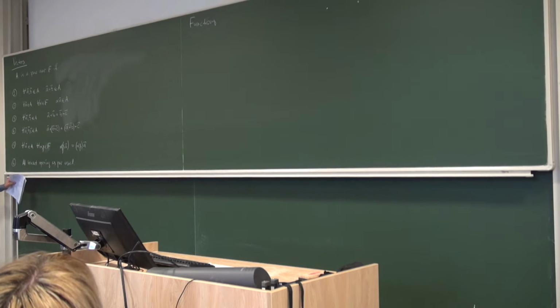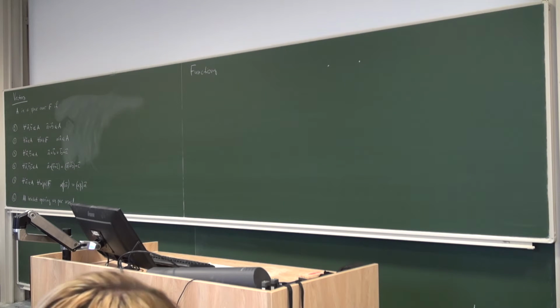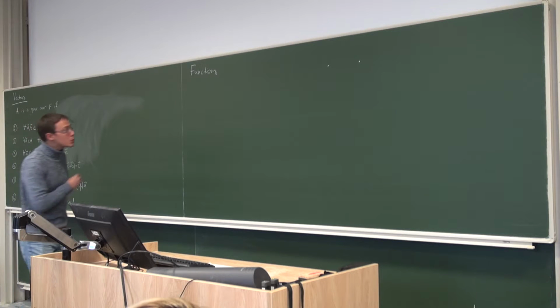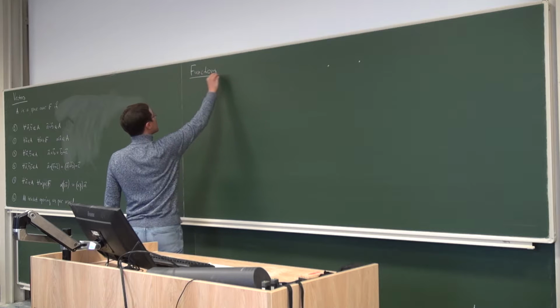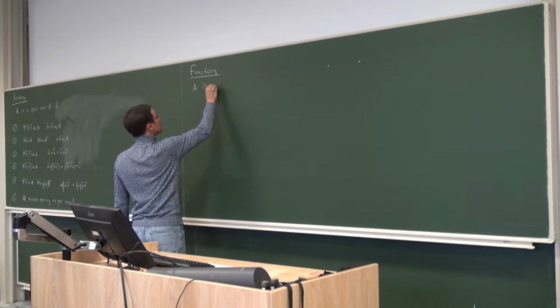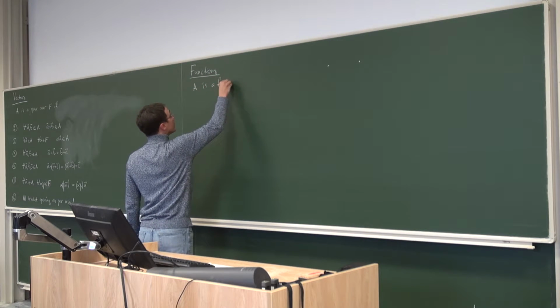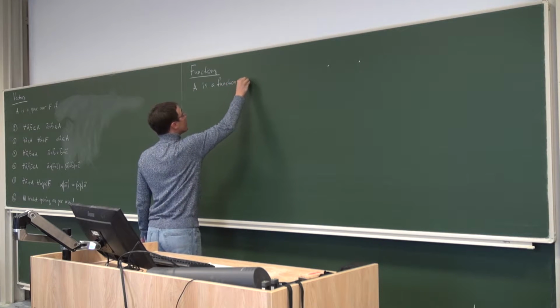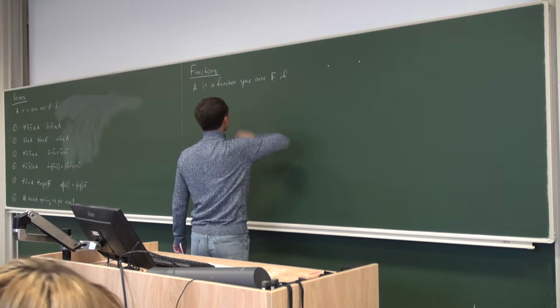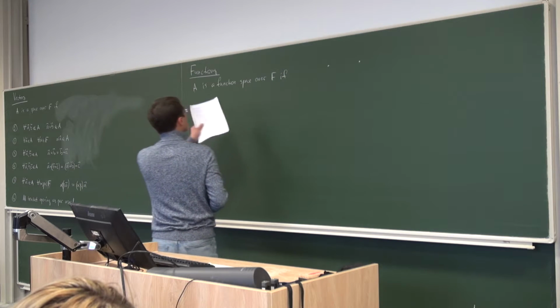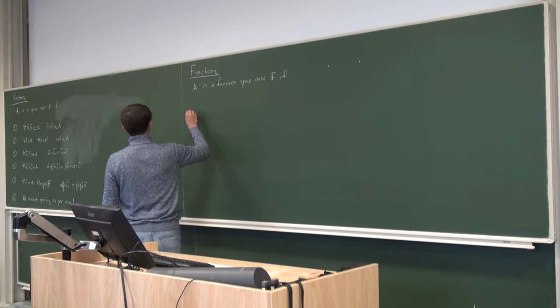Now, let us look at these properties and think about how we build the corresponding function object. Well, it turns out we don't actually need to do much because we can simply just copy these properties over. They also hold for functions. So a set A is a function space over F if, so that was the vector space, and this is now a function space.